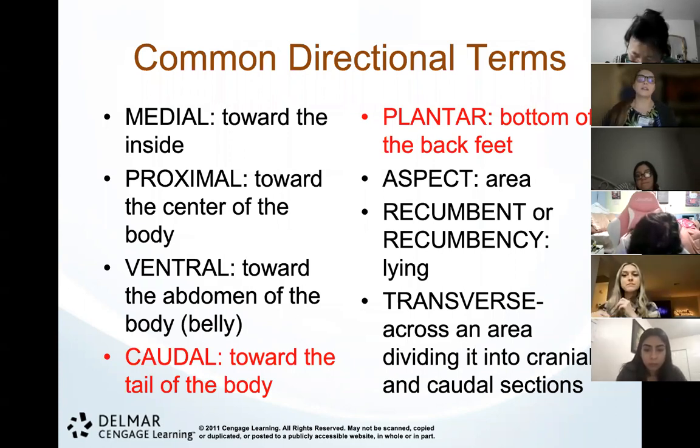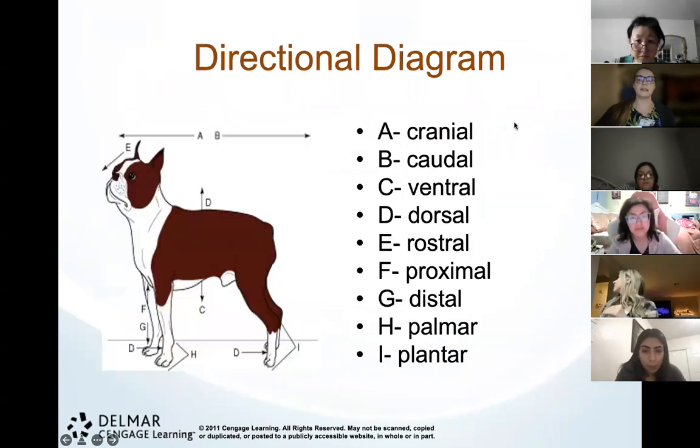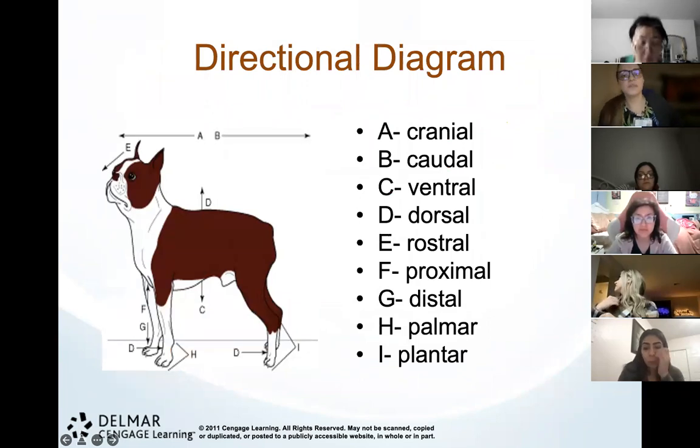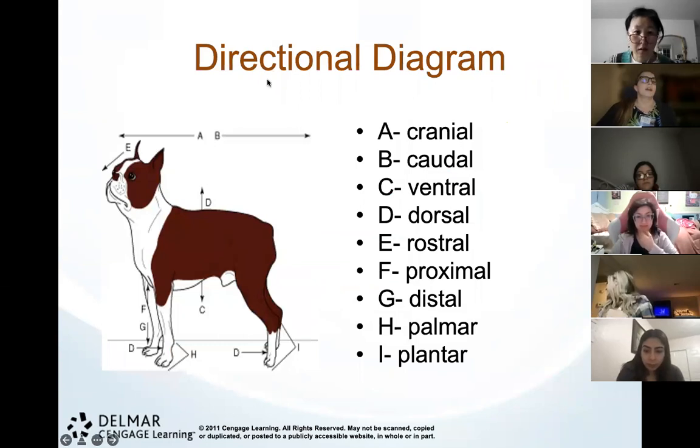Now, when we're talking about transverse, this is talking about the planes of the body, which is an area that will divide into cranial and caudal sections. And I want to show you guys next a picture here. So kind of a diagram of those directional terms. So A here, which is going towards the head, that is our cranial, versus the flip side of that, going towards the tail is caudal. So cranial towards the head, caudal is towards the tail.